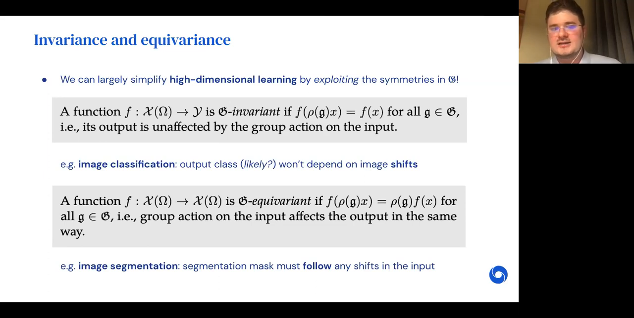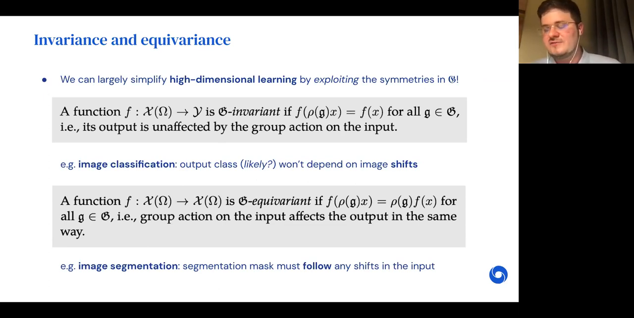And the function acting on this is G-invariant if no matter what group action I take from G, I will get the same results. So any kind of group action on the input will not change the output of the function. So one classical example of this is image classification, where the output class, which is in the image, likely won't depend on how that image is shifted.